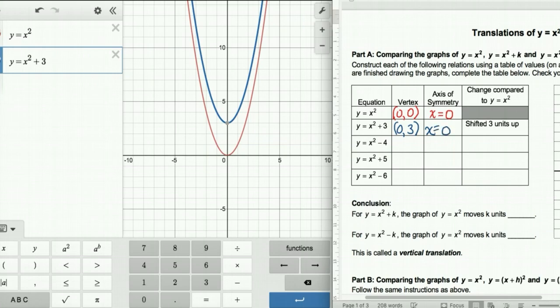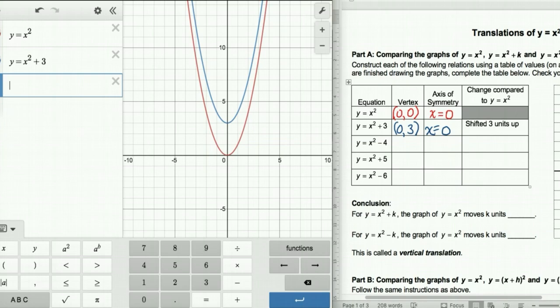A new area of the table to add information to is: compared to the original y equals x squared, how has the graph y equals x squared plus 3 changed? It changed the position of the graph. So here we would say it shifted up 3. If you look at all of the points, they actually moved up 3. The vertex is the easiest one to see here. From here, maybe you can predict what will happen if it's minus 4.